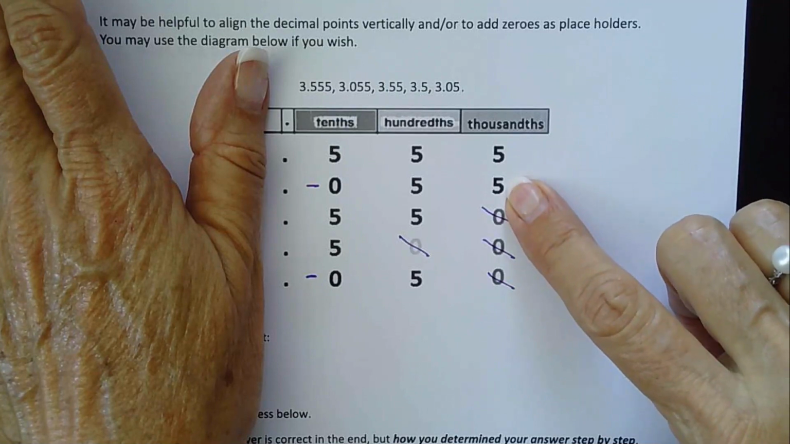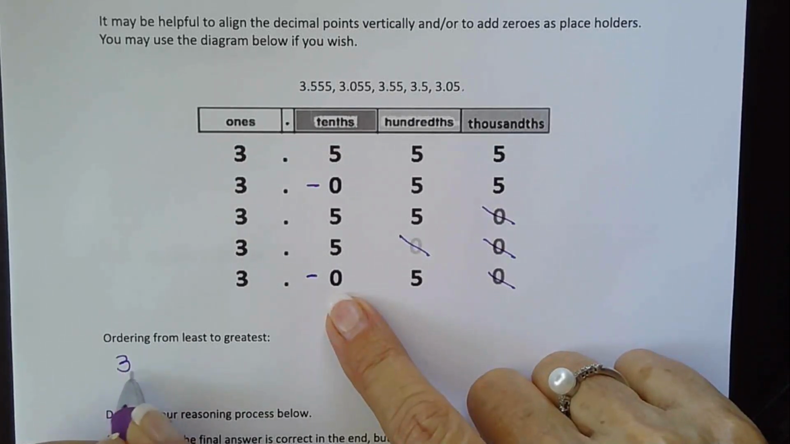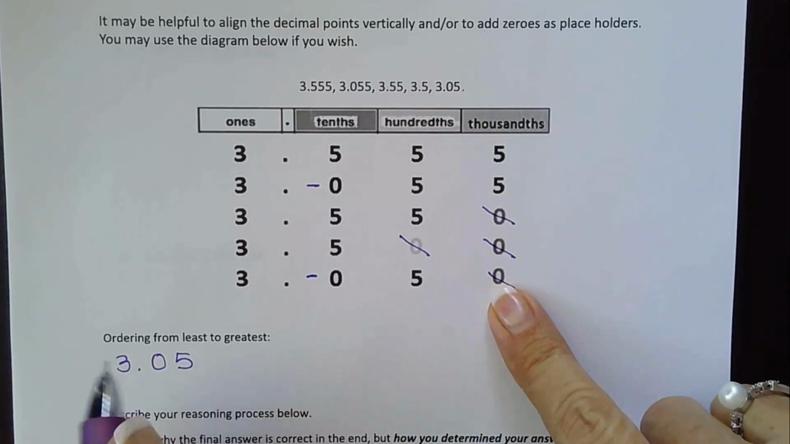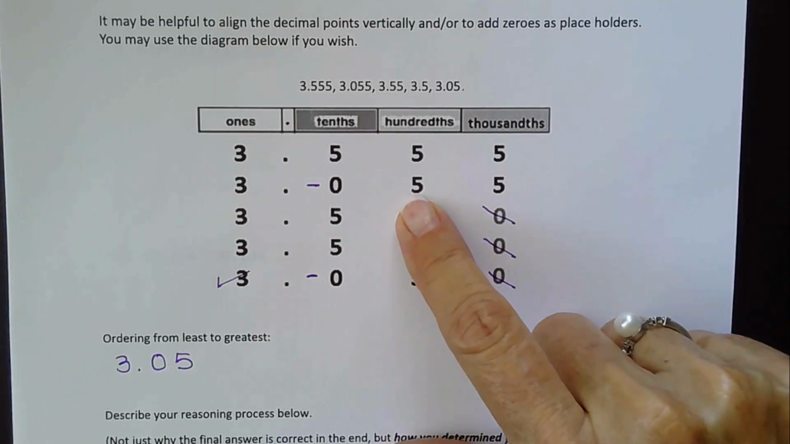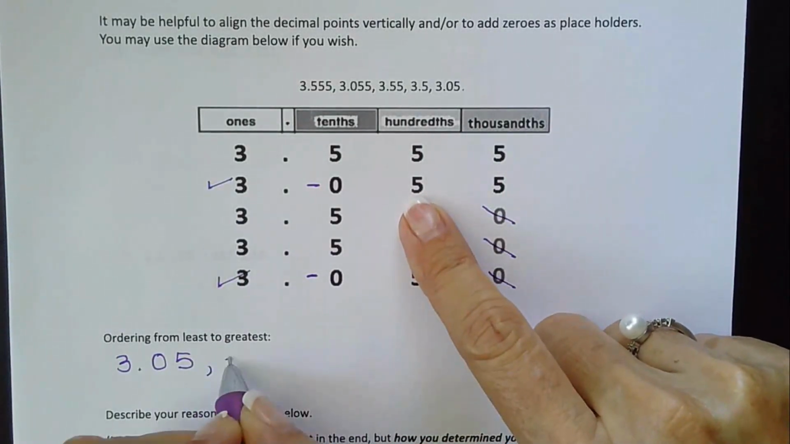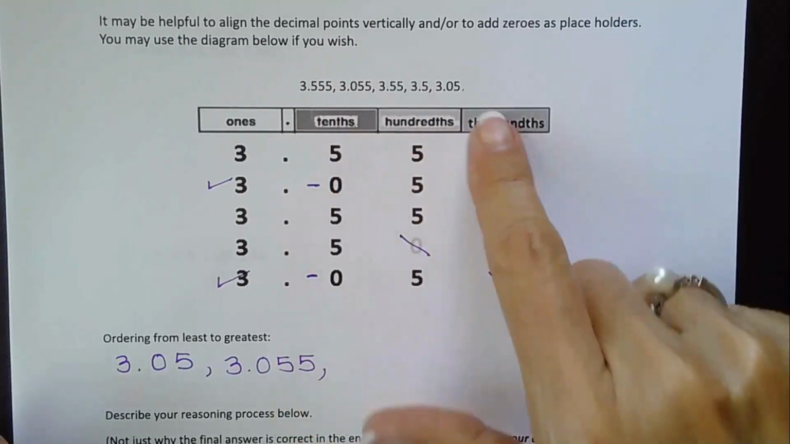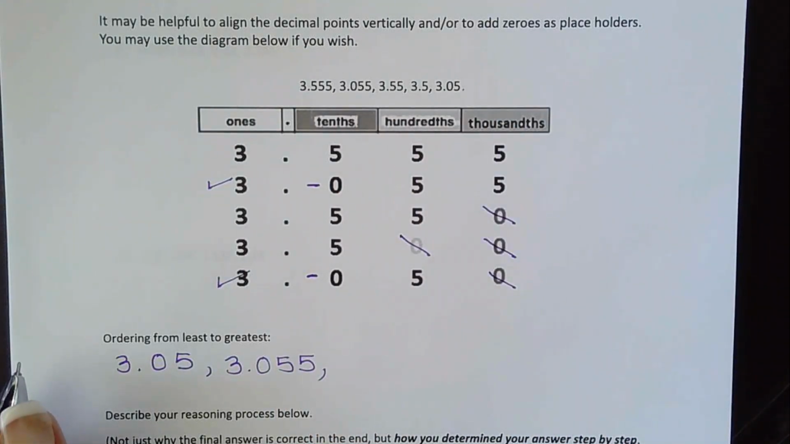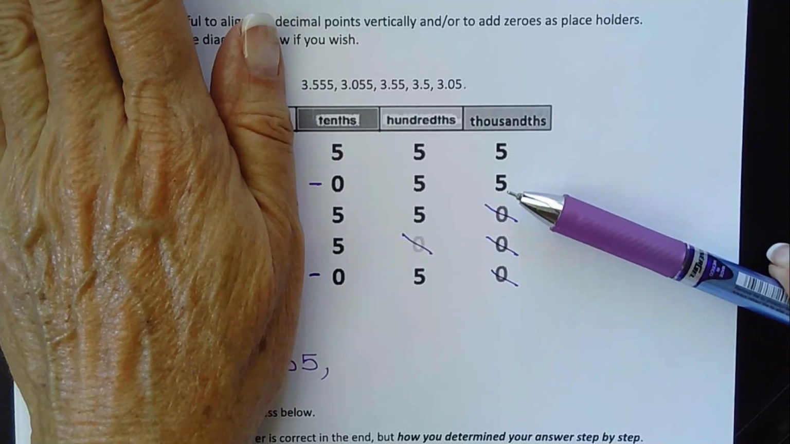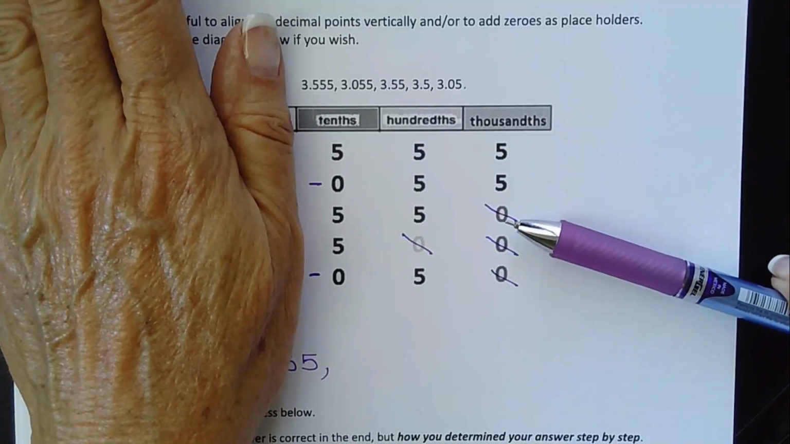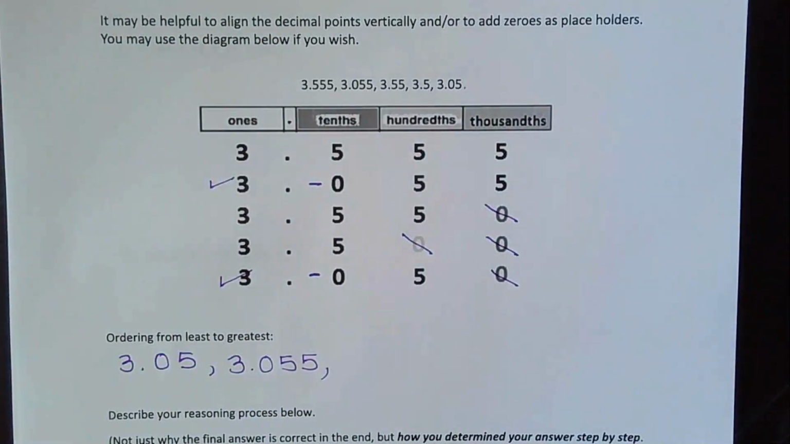55 is the next smallest. So this would be 3.05, and we can't include that 0, so that's the smallest because 50 is the smallest number in this list. 55 is the next smallest, so 3.055. But could you see, if you didn't have this method, how hard it would be to rank those 5 numbers? But using this method, so easy. You just look at the numbers after the decimal and rank them. 50 is the smallest, 55 is the next largest, 500 is the next largest, 550 is the next largest, 555 is the very largest. So makes it so easy, such a great trick.